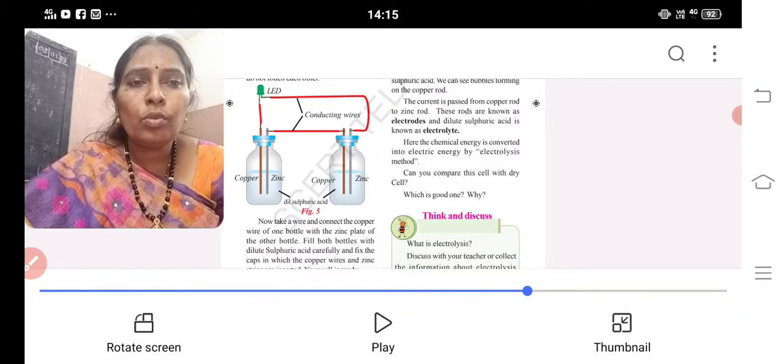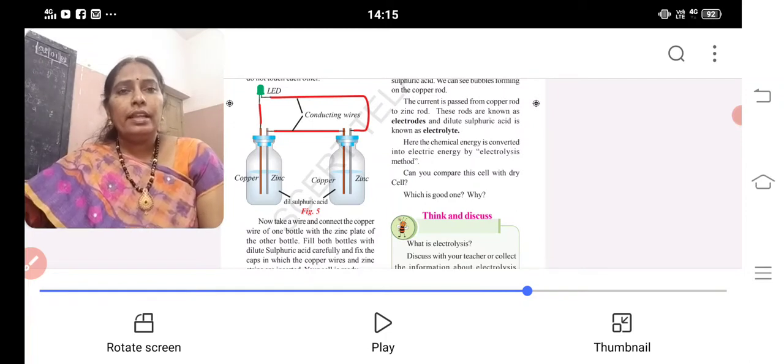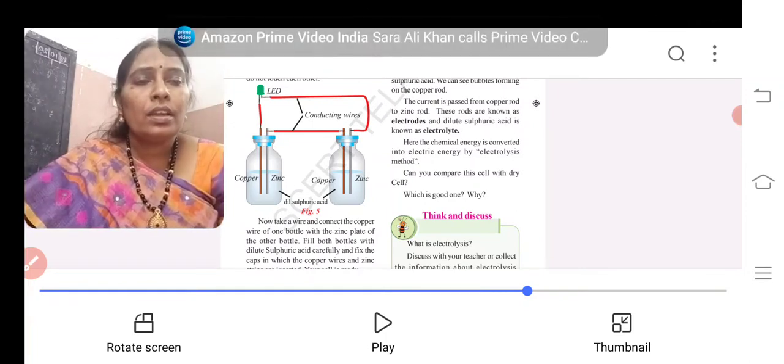Take 2 injection bottles, fill them with sulfuric acid and insert 2 rods, a copper and a zinc, which act as electrodes, and the other ends of the rods are connected to copper wire. The copper wire is connected to an LED. What is meant by LED? Light emitting diode. LED means light emitting diode.